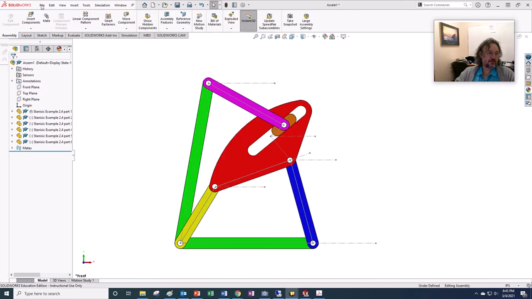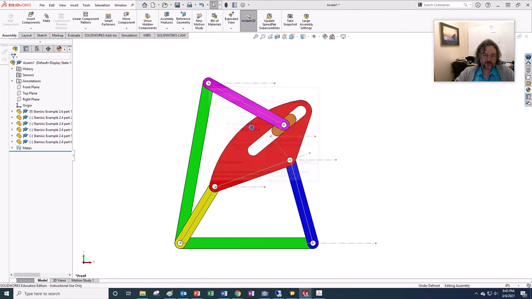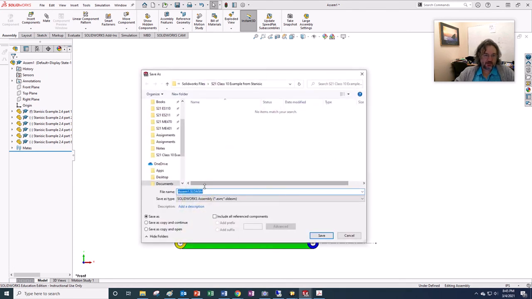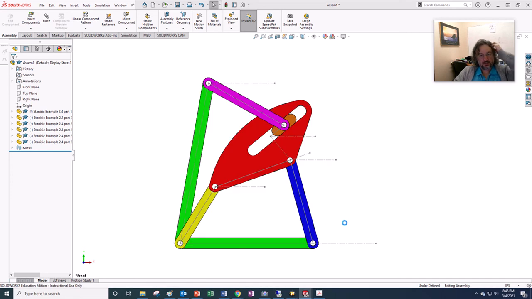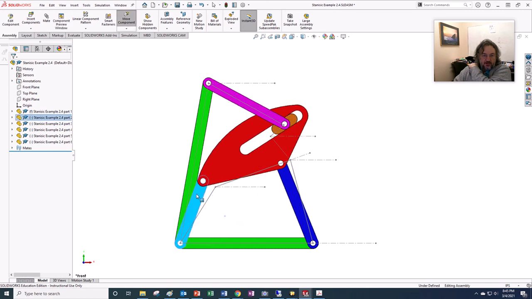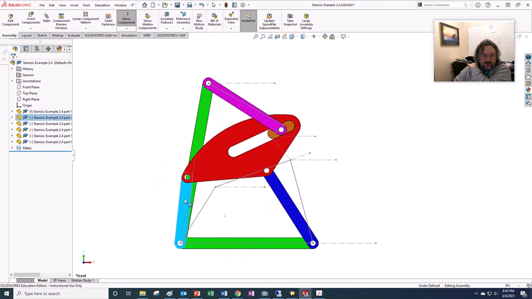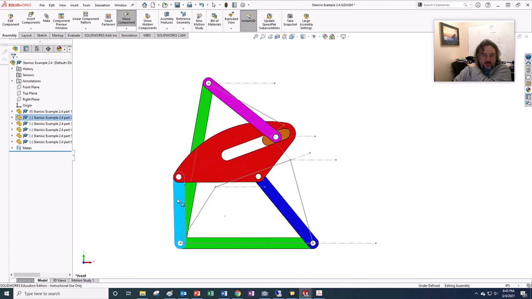Okay, so here it is. Here is my creation right here, and I will rebuild and save documents. And I decided to call this Stanisic Example 2.4. Is that right? Yep. And so here's what this looks like. And if it goes too far in that direction, this thing comes up to there. Interesting, right there it can make it, but then it could go right here. And whatever that thing is going to do, right?